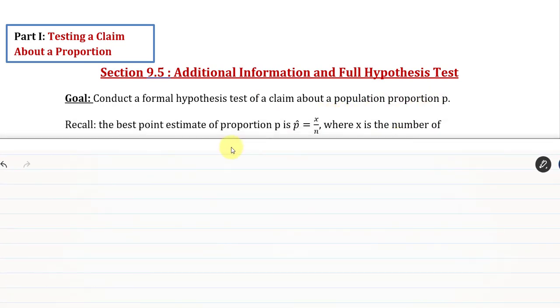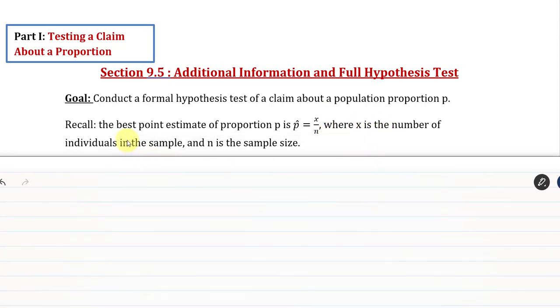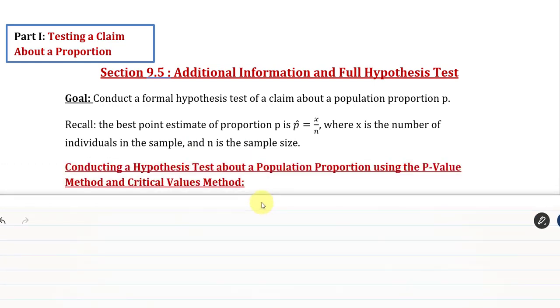Recall that the best point estimate for the proportion p is p hat, which is a ratio of x over n, where x is the number of individuals in the sample and n is the sample size. We are using two different ways for conducting a hypothesis test: the p-value method and the critical value method.